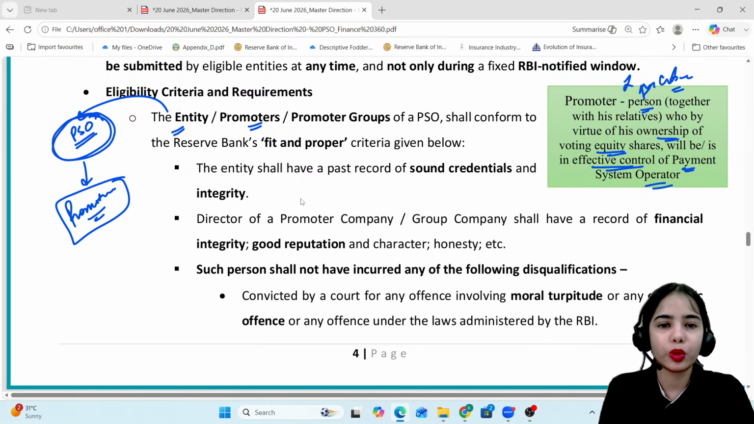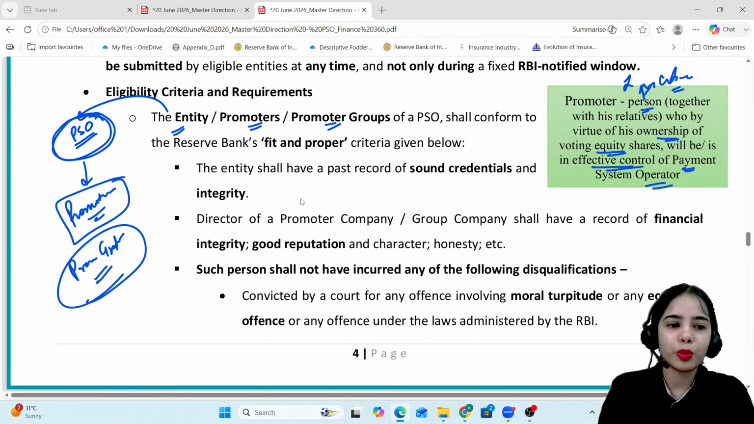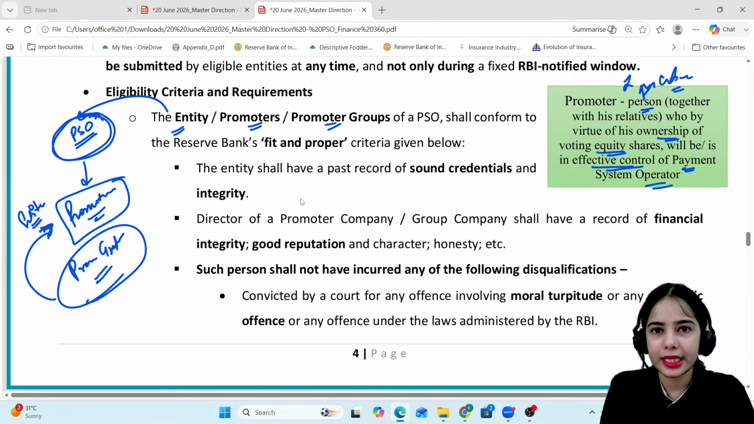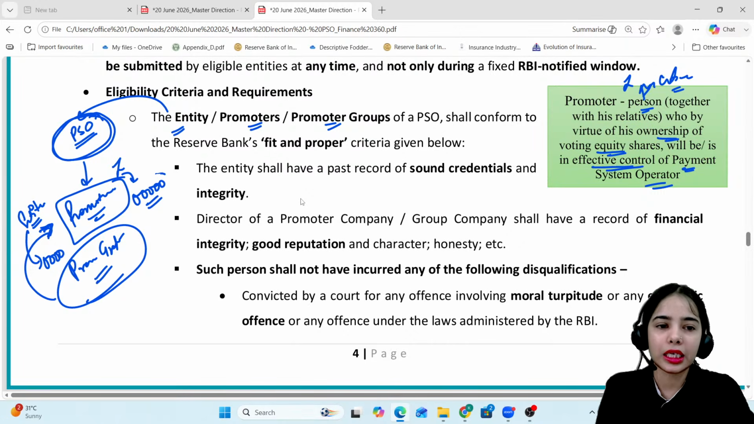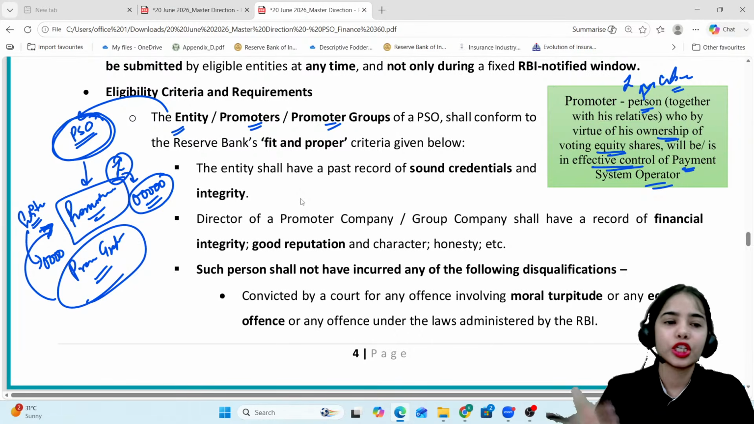So the promoter. Now, promoter group basically means that they belong to the promoter group. Now, a promoter is an entity, or an individual, which has invested in different companies. In this case, the companies in which the promoter has the majority shareholding will come under the promoter group.